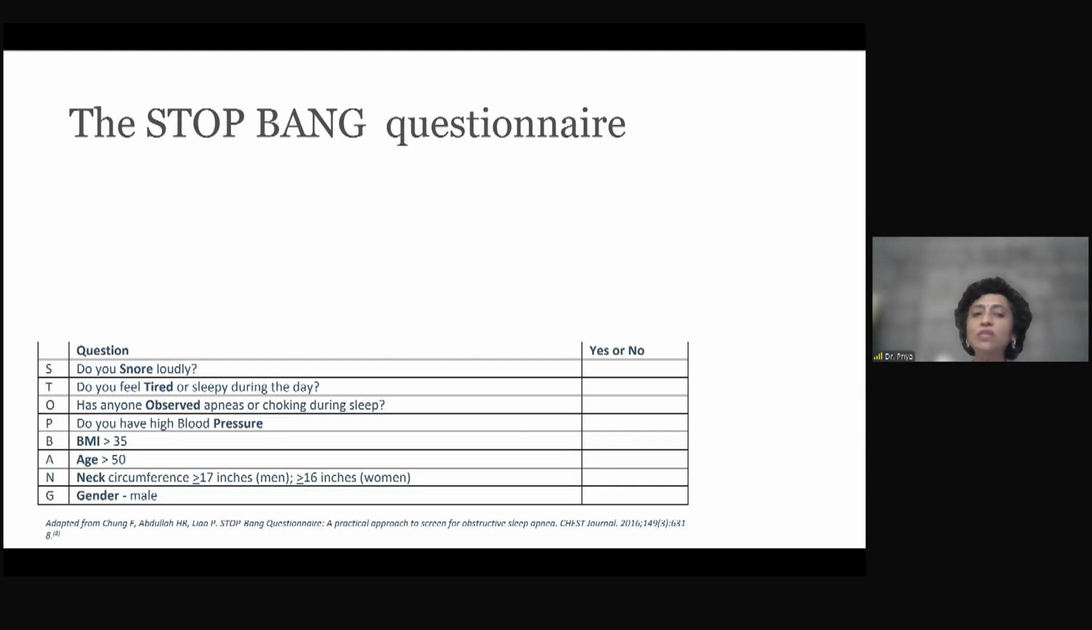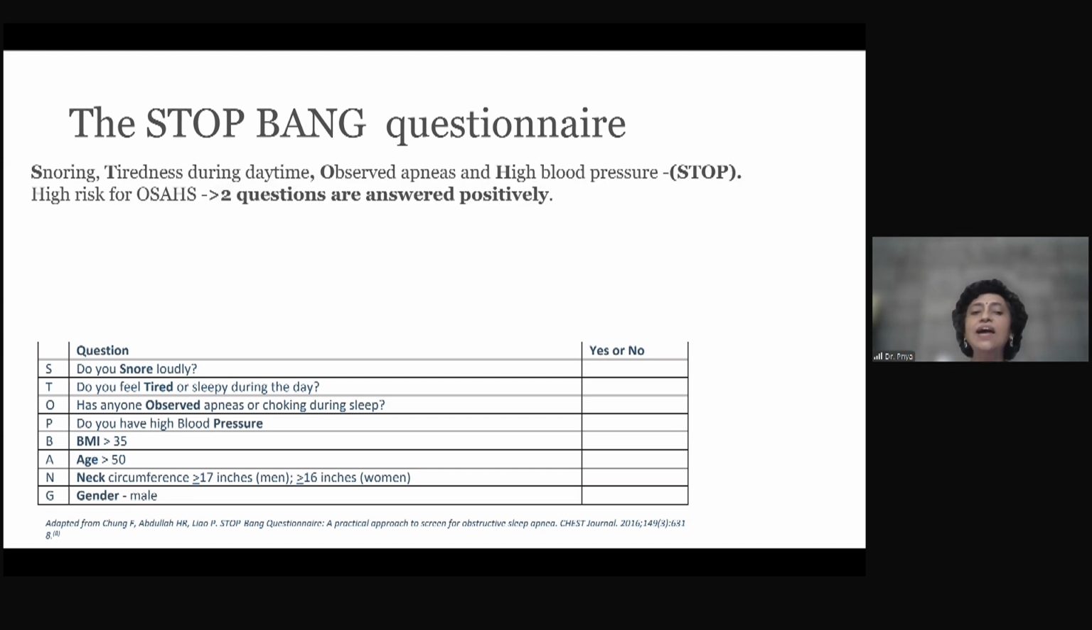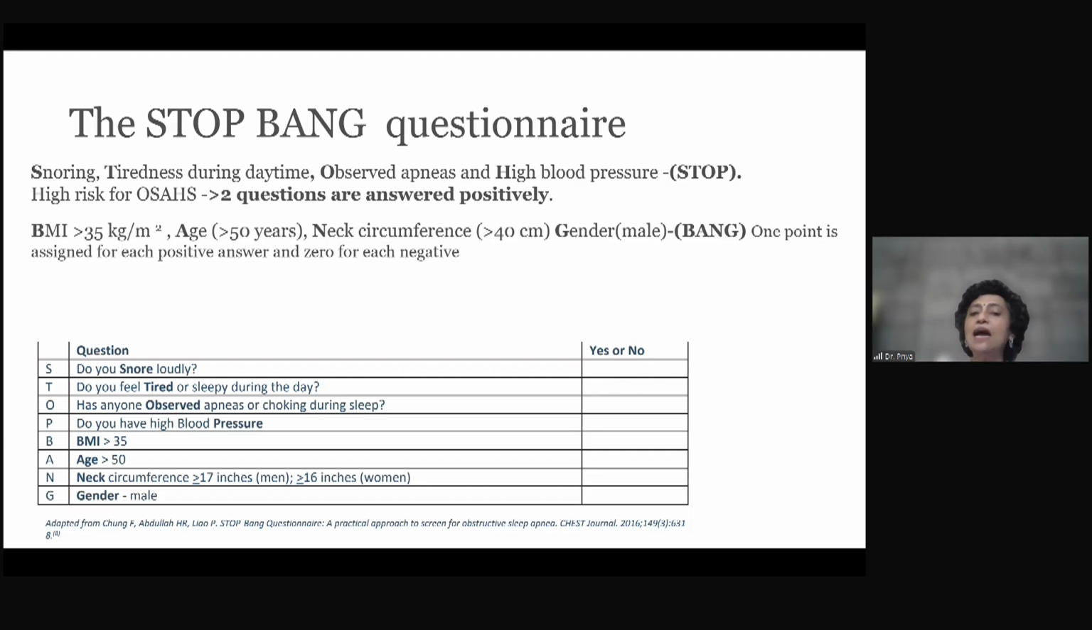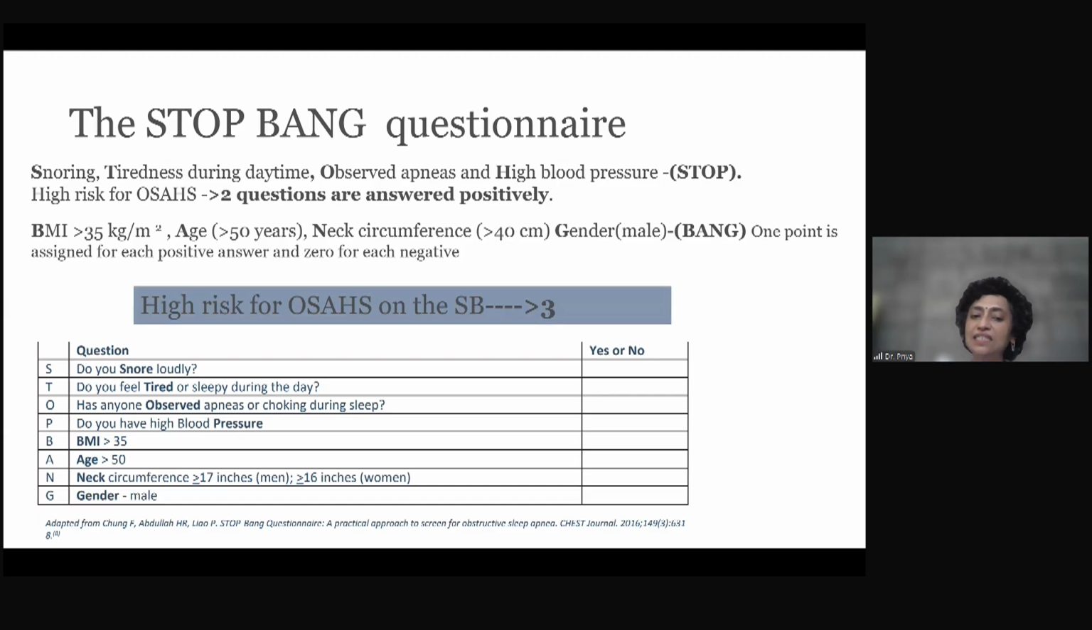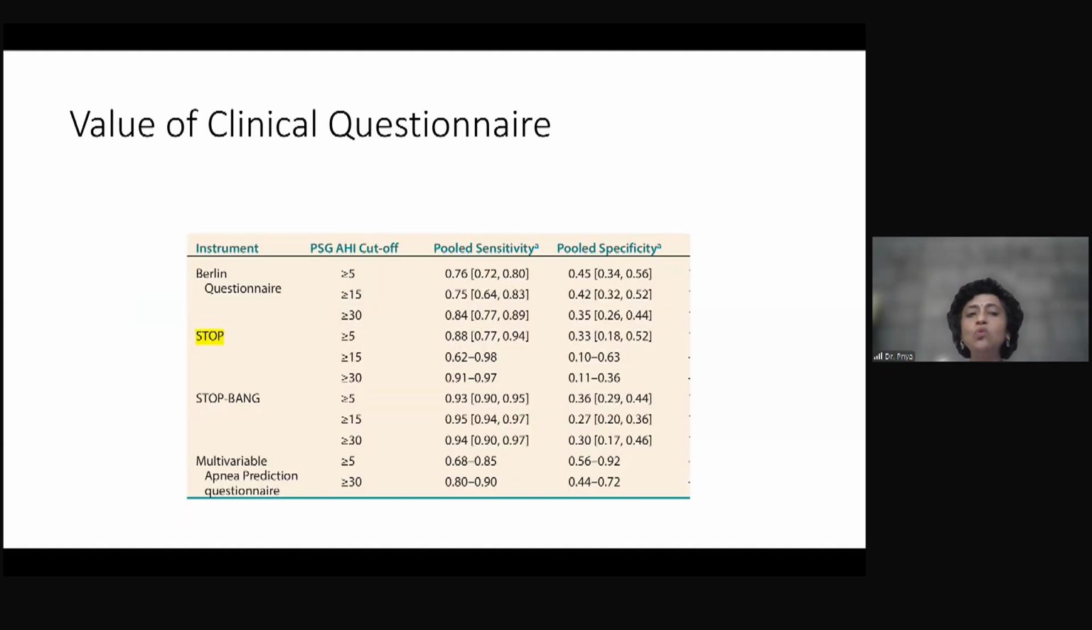The most commonly used questionnaire is the STOP-BANG questionnaire, which has these questions. If two or more questions are positive in the STOP, then it suggests a high risk for obstructive sleep apnea. And BANG is the remaining items. One point is assigned for each positive answer, and a score of more than 3 is considered a high risk for obstructive sleep apnea. So what is the clinical value of these questionnaires?